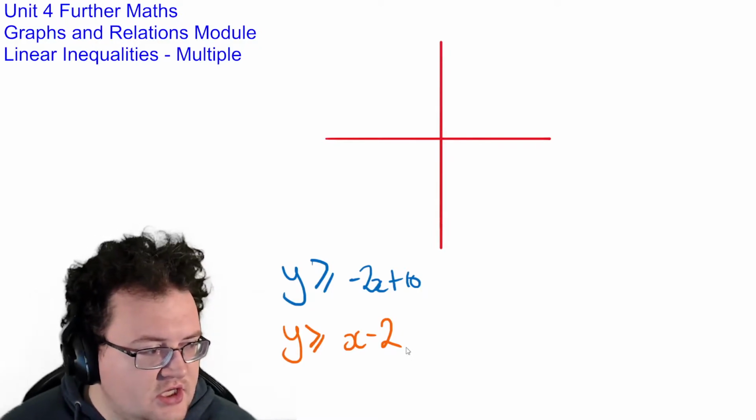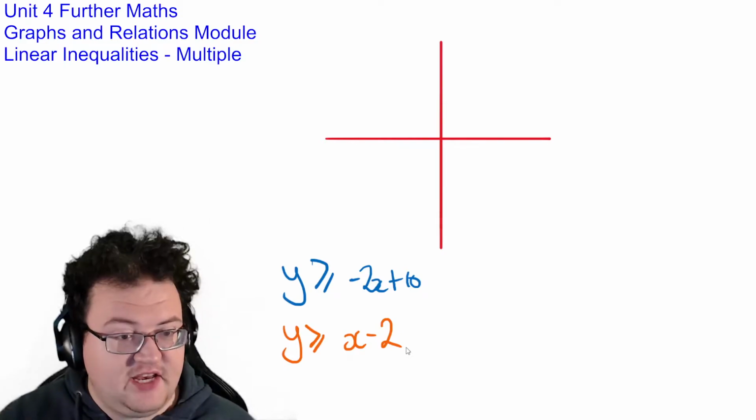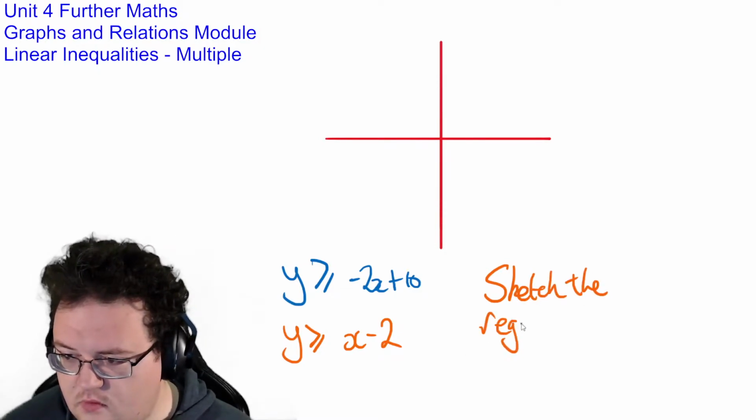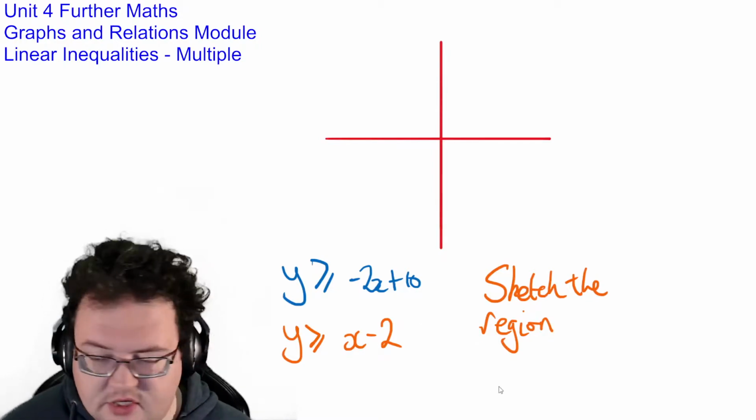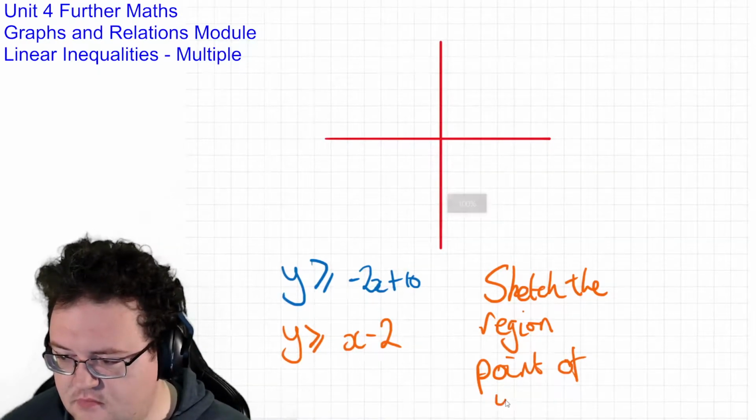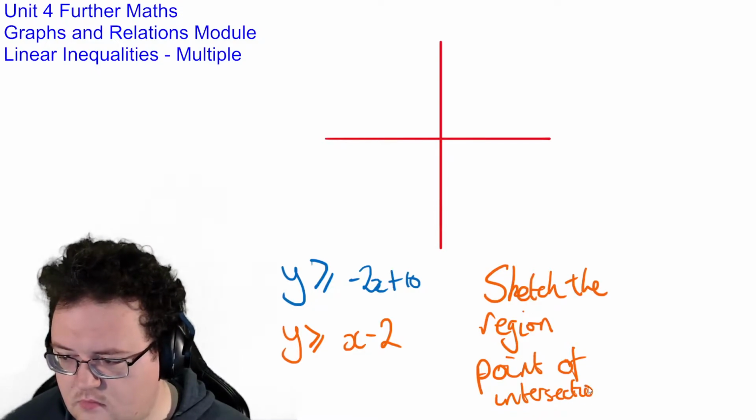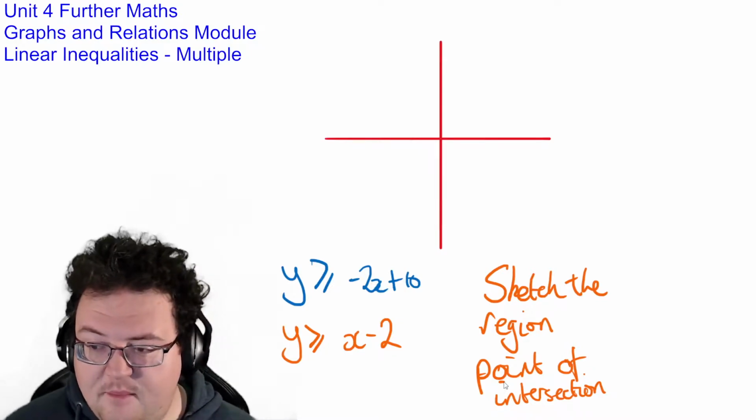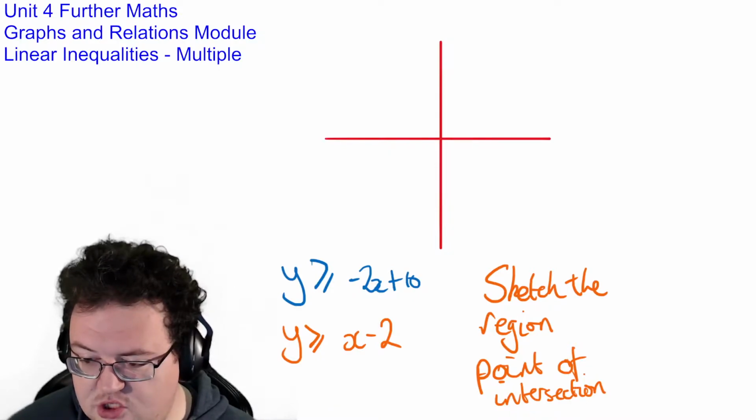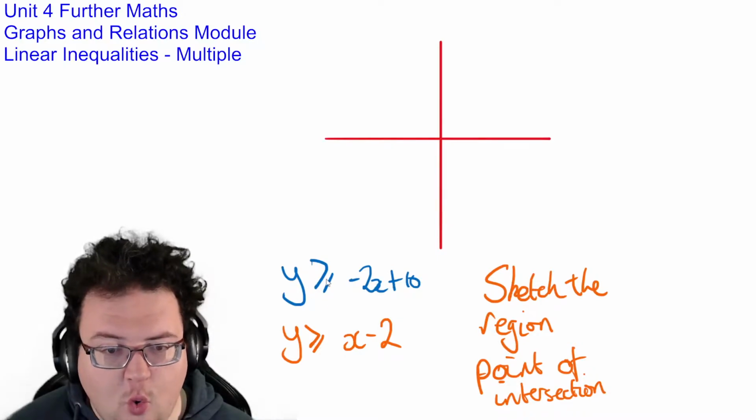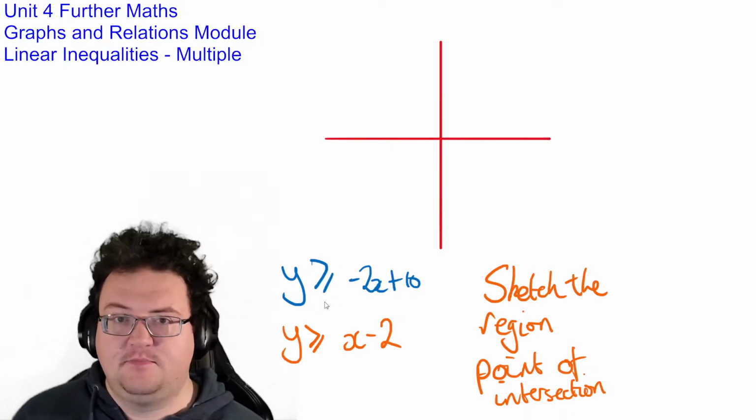What I need to do is sketch the region that is shaded by them. And then I also need to find the point of intersection. All right, so I need to find that point of intersection. So the first thing I'm going to do is draw my lines. Now in both cases here, they are greater than or equal to, so I'm going to be using solid lines.